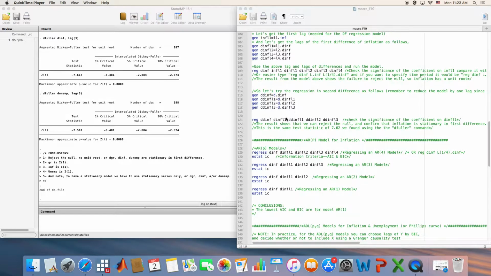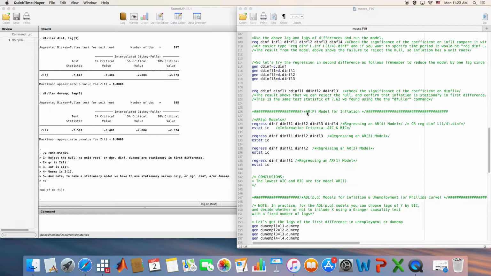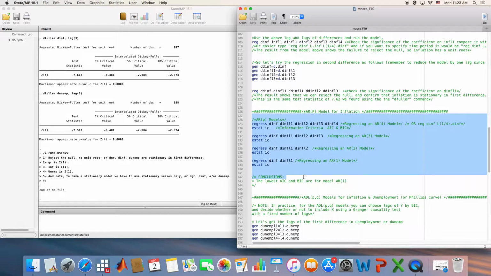Hello everyone, in this video I'm going to continue talking about estimating a time series model using Stata. In the second part of this do file, I'm going to show you how to estimate an AR(p) model, an autoregressive model of degree p, and an ADL(p,q), which is an autoregressive distributed lag model of order p,q. I chose inflation, but you can repeat this part using the other two variables.